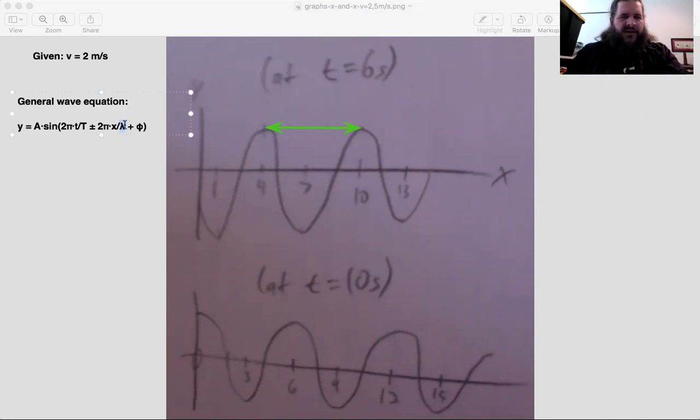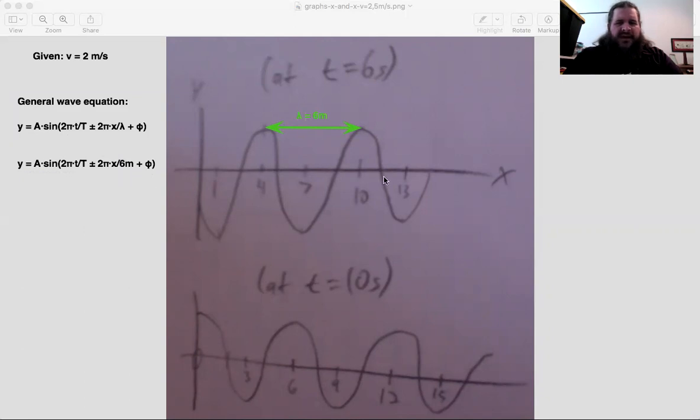So we can say wavelength is that distance. 4 to 10 is 6, so wavelength equals 6 meters. I'm just going to assume these distances are in meters. So we know the wavelength. Amplitude, the y values aren't actually marked here, so we're just going to treat A as some constant that we don't care about the value of. But we've got the wavelength. We can fill that in. Wavelength 6 meters.